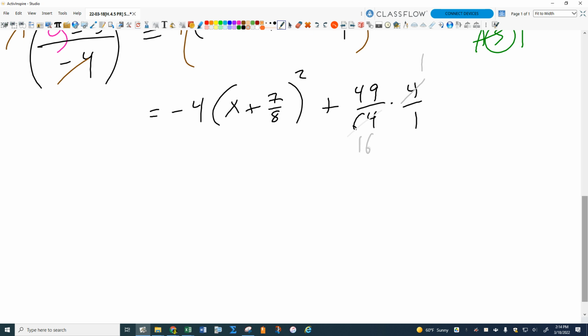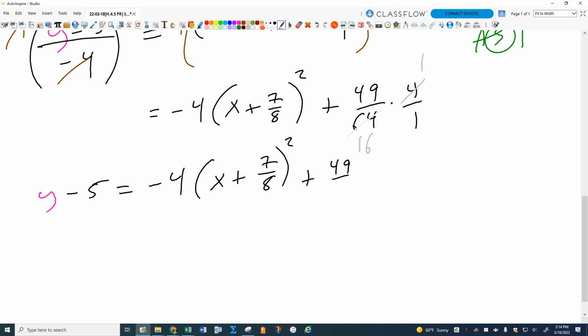So then we've got y. What's left over here? All we had left was a y minus 5. And on this side, we've got a -4 times x plus 7/8 squared plus 49 over 16.